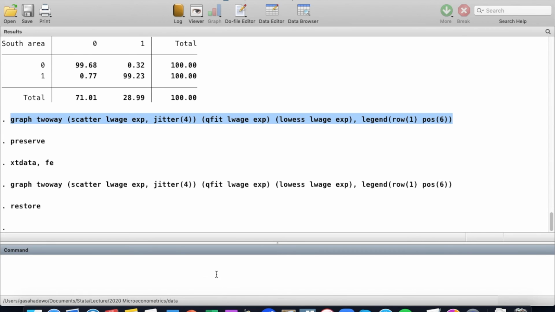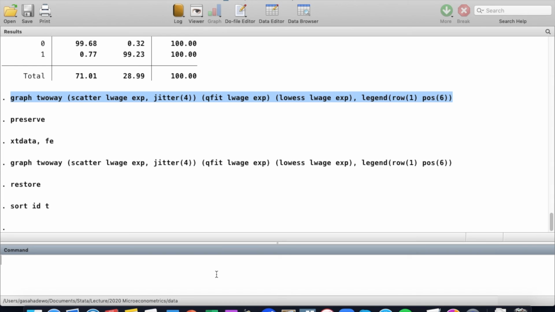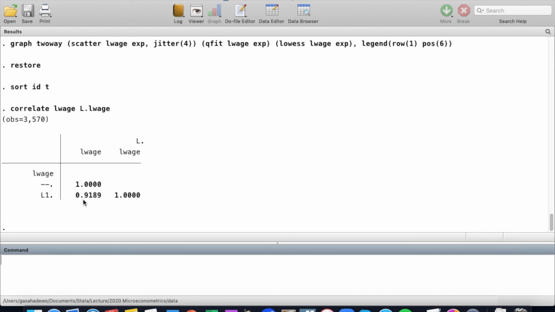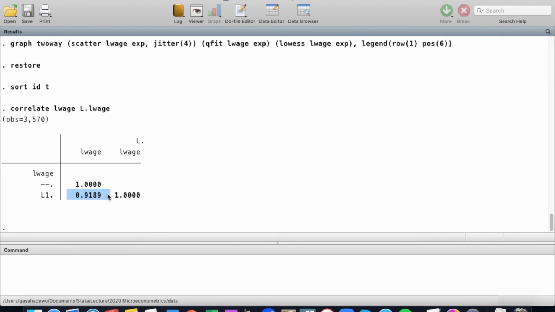I mentioned to you several times during the lecture that the unobserved variables are actually autocorrelated. So what we can do is sort by the ID, the cross-section variable, and the time variable, and then see whether or not the log wage is correlated with the lag one of log wage. As you can see here, the correlation is very, very high, 0.9189. So in this particular case, there is an issue of serial correlation, and this is something that we have to pay attention to.